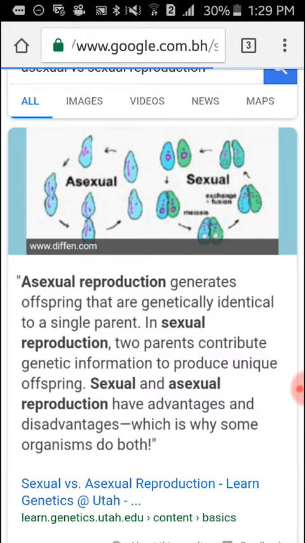Asexual reproduction generates offspring that are genetically identical to a single parent. In sexual reproduction, two parents contribute genetic information to produce unique offspring.